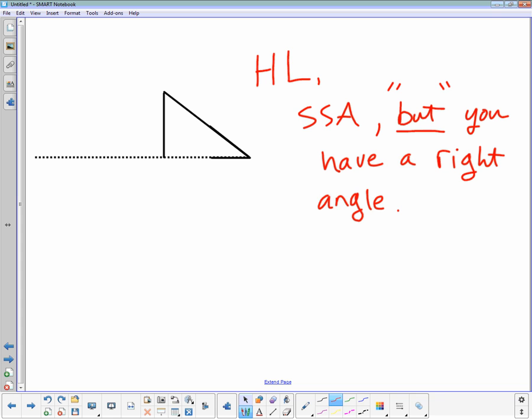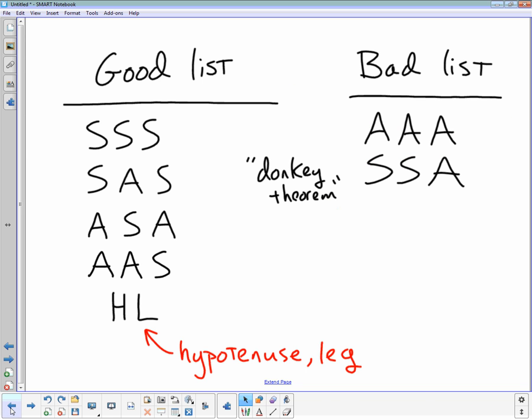All right. So this is the one exception to the side-side angle, to the Donkey Theorem. Yeah, a little bit slow. Yeah, I know. Moving on.